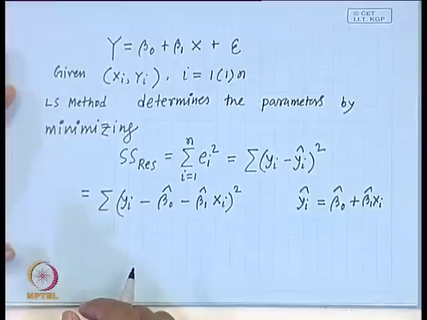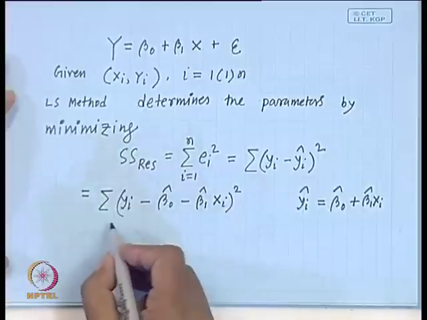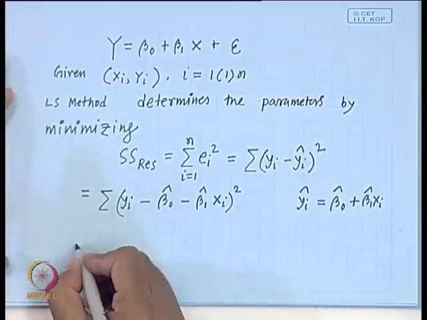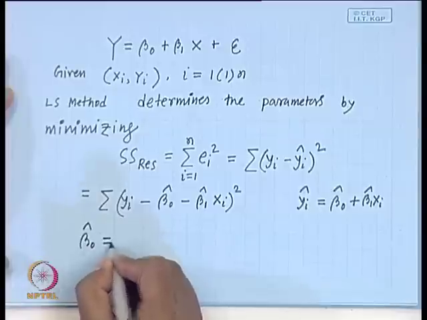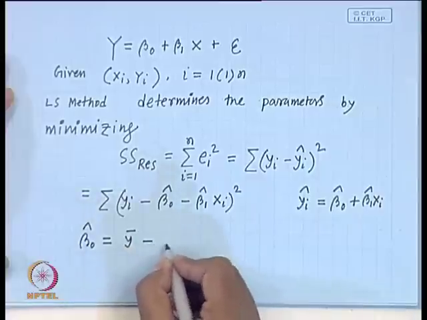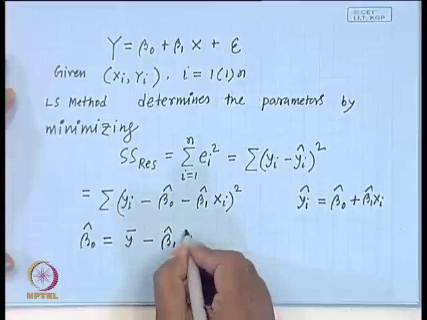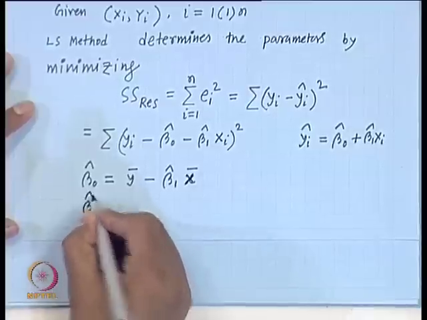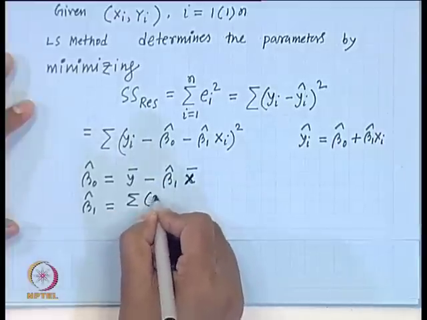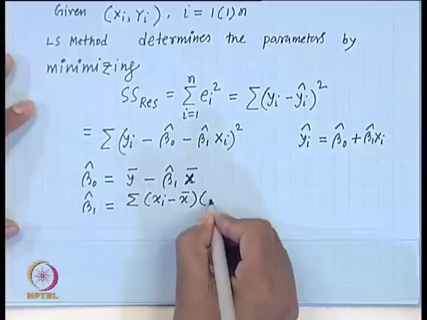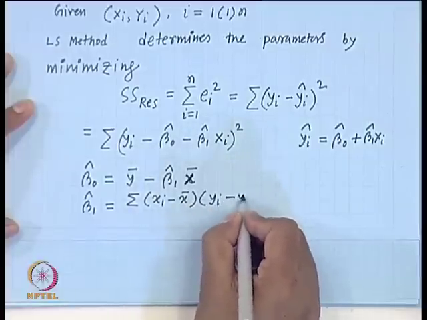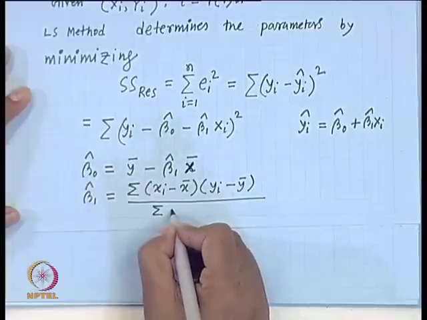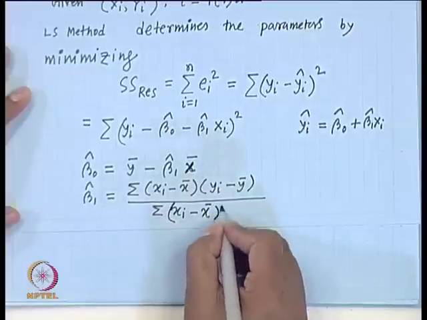Okay, so we learned that this SS residual, or residual sum of square, is minimum when beta naught hat is equal to y bar minus beta 1 hat x bar, and beta 1 hat is equal to summation x i minus x bar times y i minus y bar, divided by summation x i minus x bar whole square.